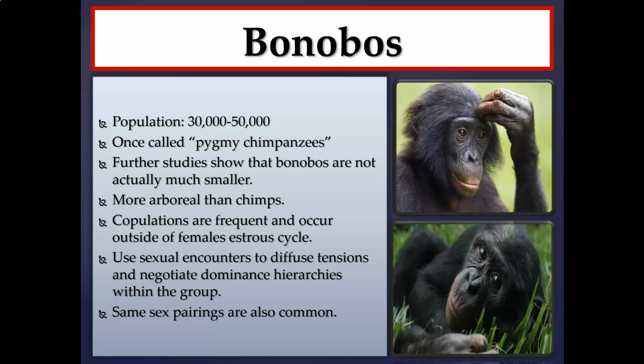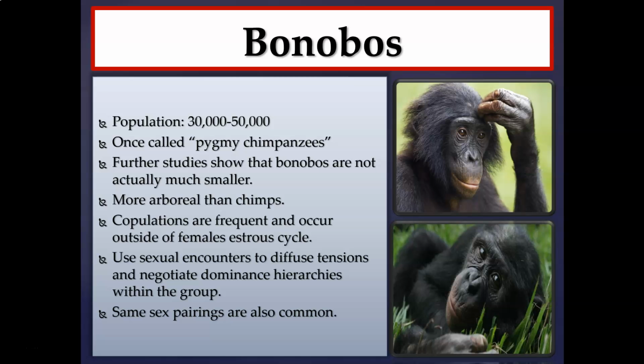So these copulations are frequent and occur outside of the female's estrus cycle. So they're essentially using sex for reasons other than just reproduction. They often use these sexual encounters to diffuse tensions and negotiate the dominance hierarchies within the group. Same-sex pairings are also common. And among the bonobos, the females are actually usually dominant.